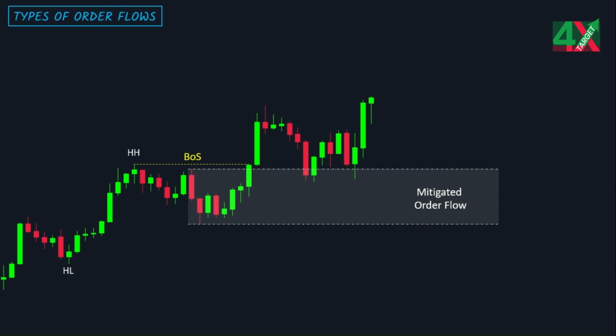A failed order flow occurs when price breaks and closes decisively beyond the order flow zone. This indicates that institutional interest at that level has been invalidated. Just like mitigated order flow, failed order flow is no longer useful. Out of all three, only unmitigated order flow is valuable for trading.